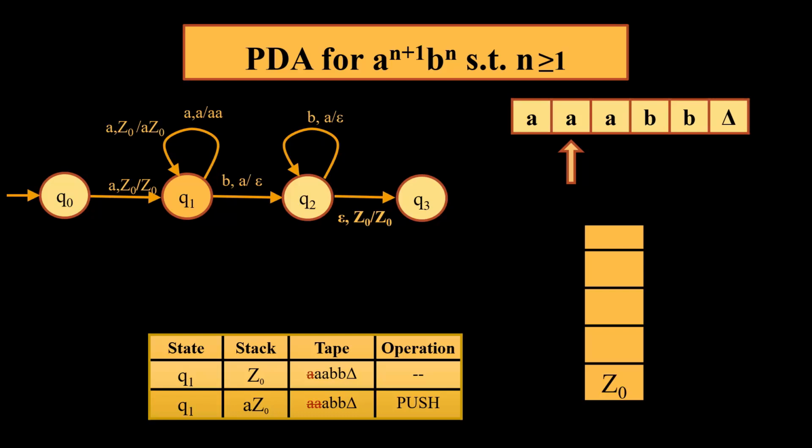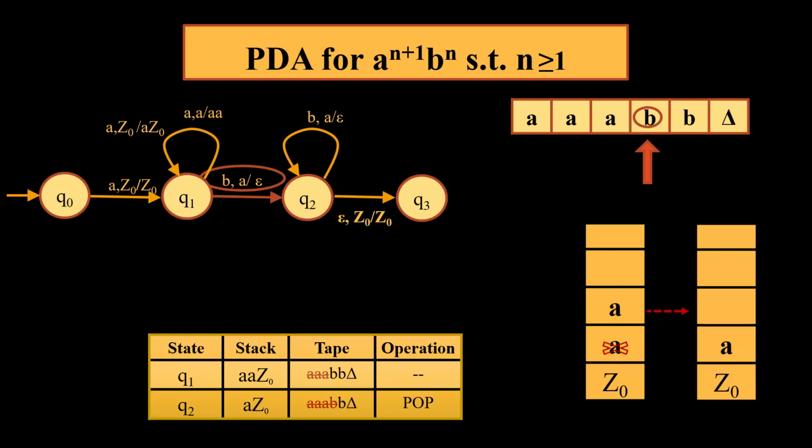Next A, we push it onto the stack. Since we have Z0 on the stack, we will have AZ0. Next A, we push it onto the stack. So now the stack has 2 A's, and when we come across B, we are in state Q1. Corresponding to B, there is a state change and a pop operation is performed, and A is popped from the stack.